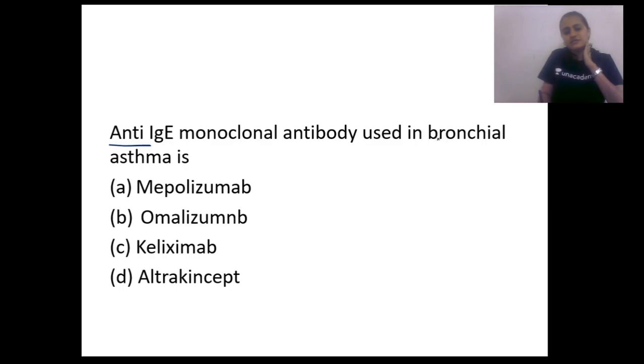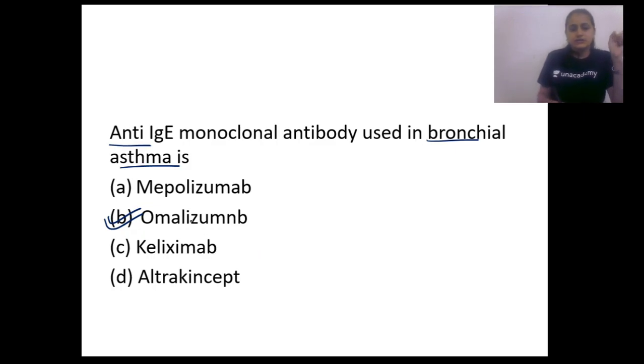Anti-IgE monoclonal antibody used in bronchial asthma is. Yes, what is the answer to this? Anti-IgE monoclonal antibody used in bronchial asthma. Very good. It is omalizumab. Omalizumab. Again, very simple to remember.